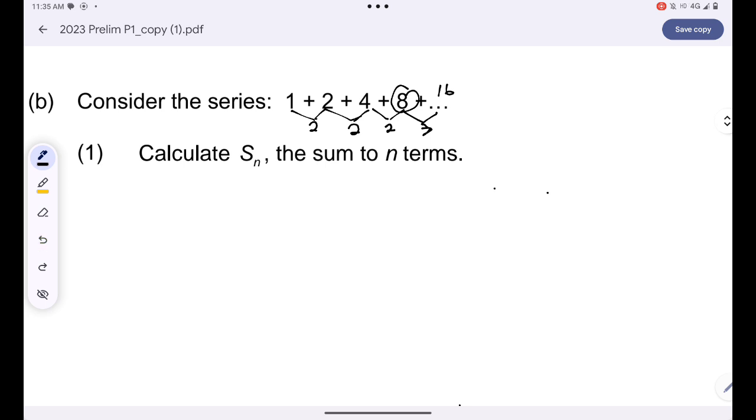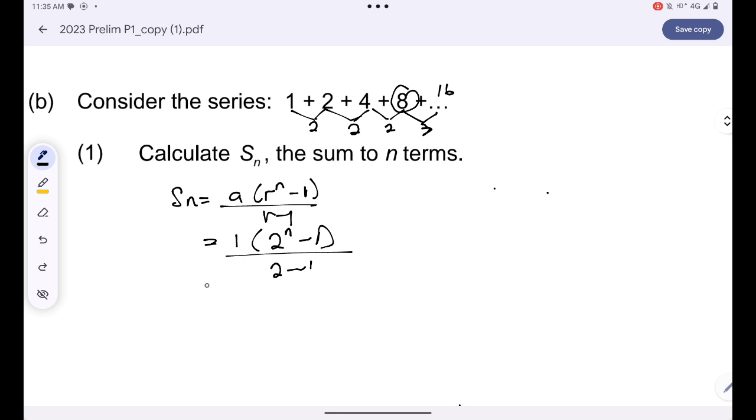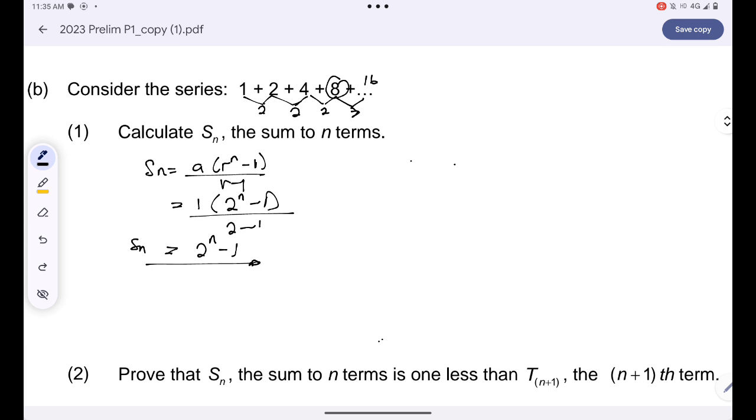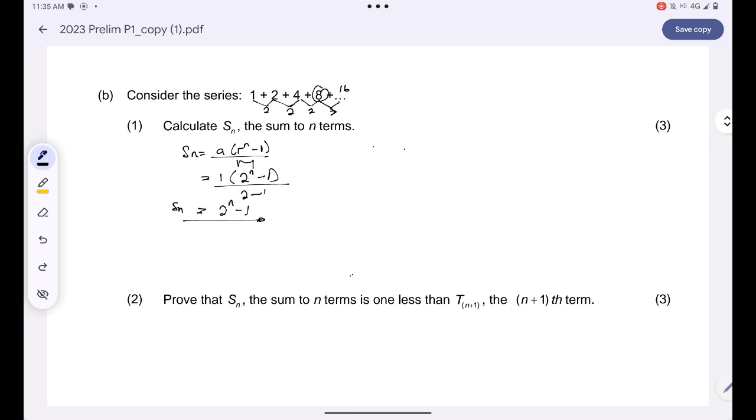To find the preceding terms, I just need to multiply the term by the common ratio. So for me to find the sum of the n terms, I just need to say Sn is equal to a times r to the power n minus 1, all over r minus 1. a is just equal to 1, r is 2, so I have 2 to the power n, over 2 minus 1. I'll be left with just 2 to the n minus 1. So this is the sum of the first n terms of that geometric series.